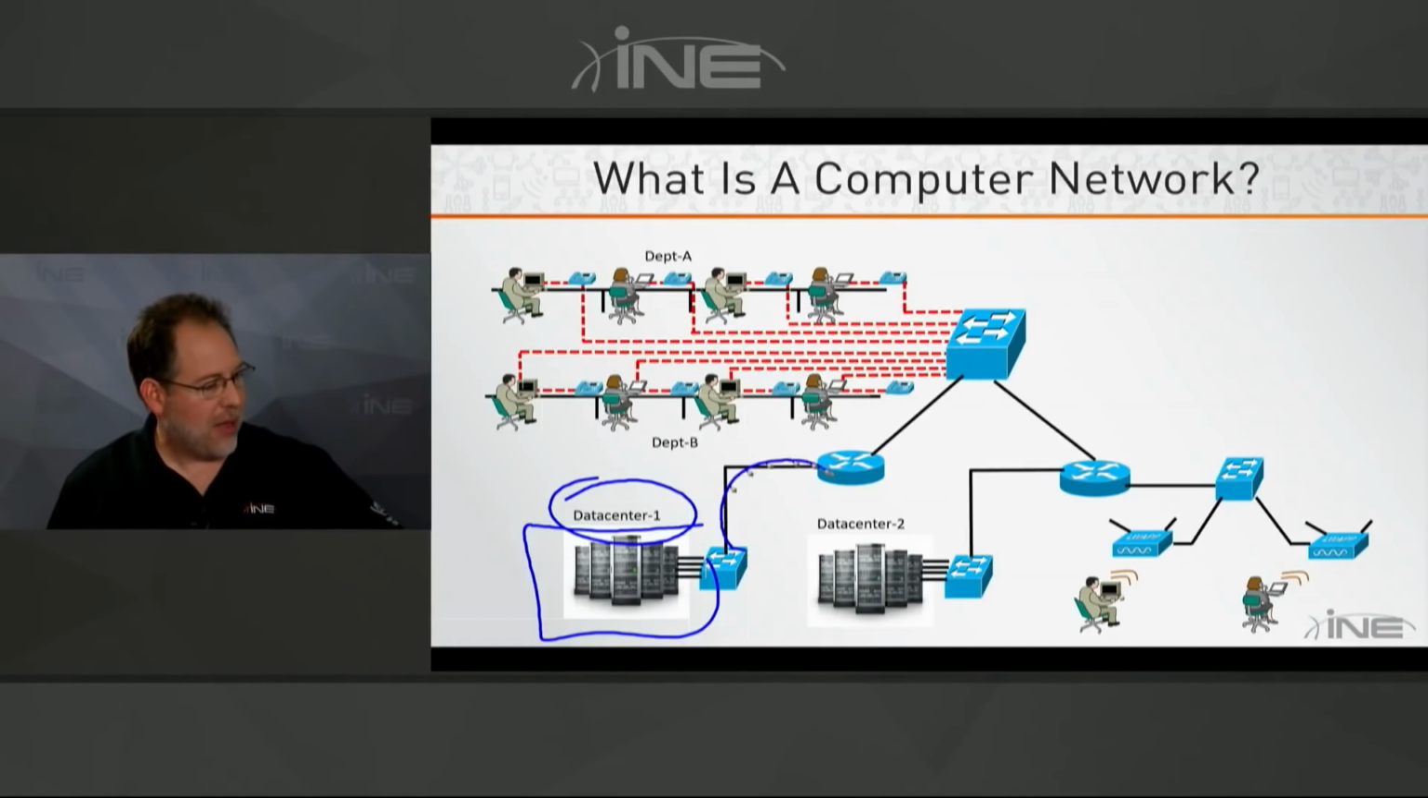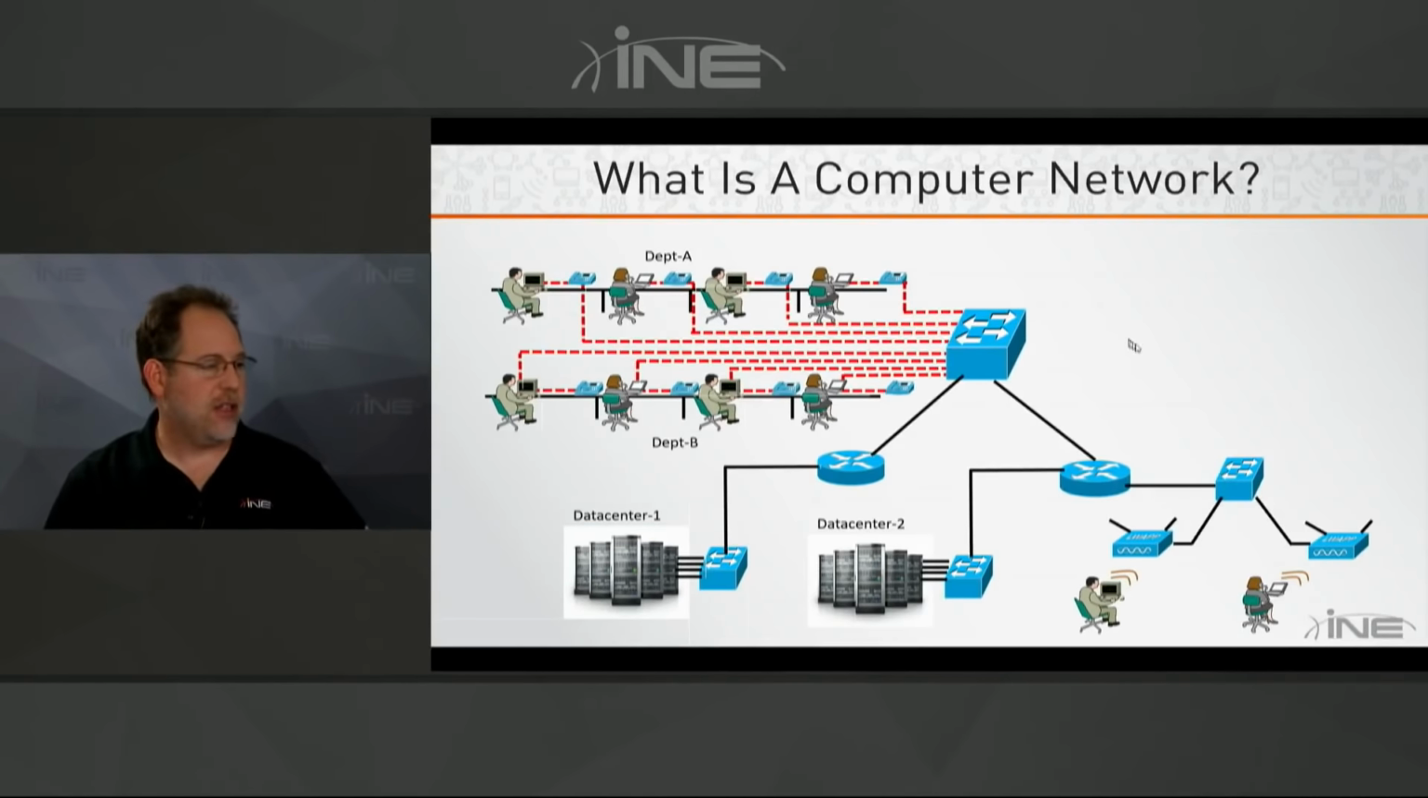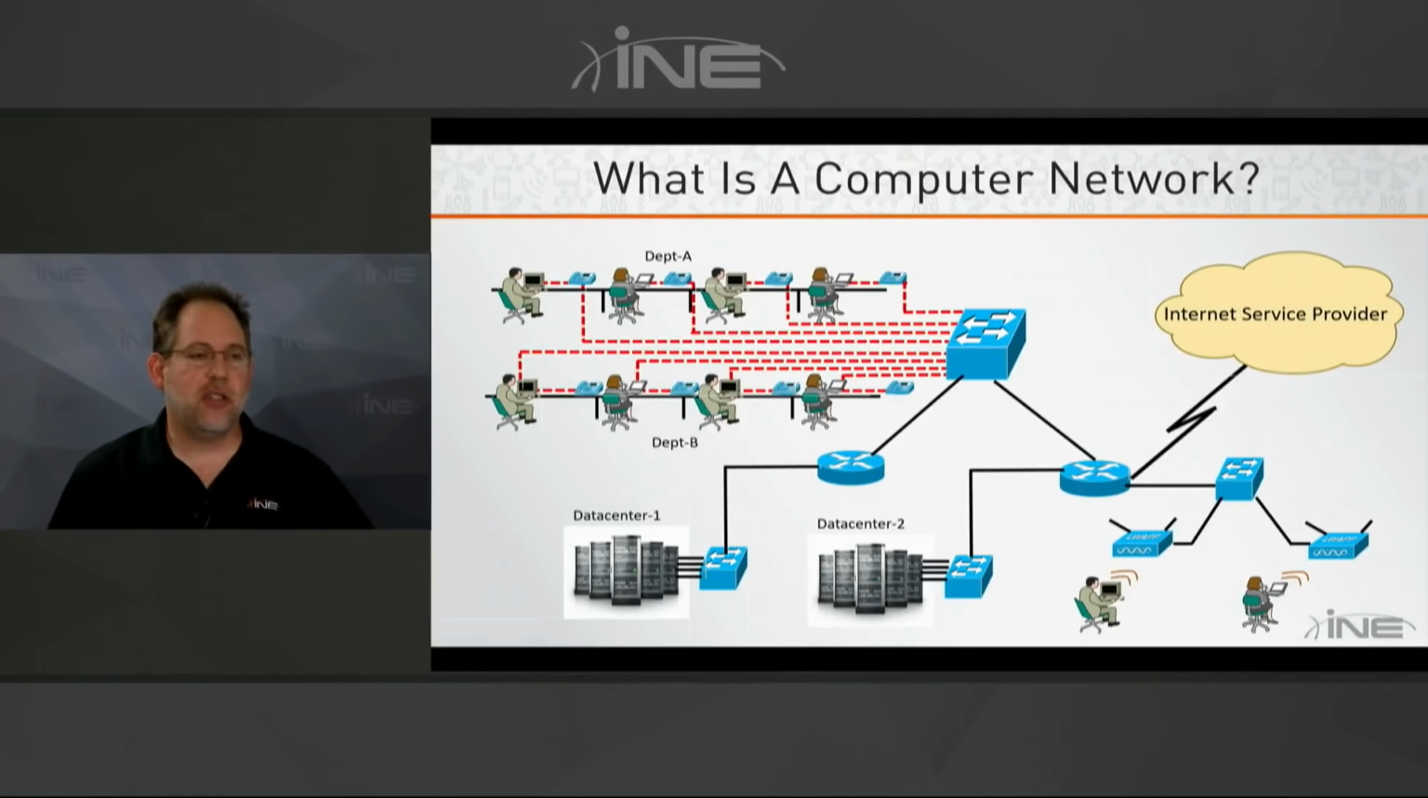So clearly that would also need to connect to the network. And then of course, we can't forget the last component of this. Most networks these days also need to have some sort of connectivity to the internet. So they'll use an internet service provider like Spectrum or Time Warner Cable or whoever your internet service provider is. So your network will need to physically connect to that as well. So those are the components, and we'll drill into some of these in a little bit more detail as far as what a computer network is.